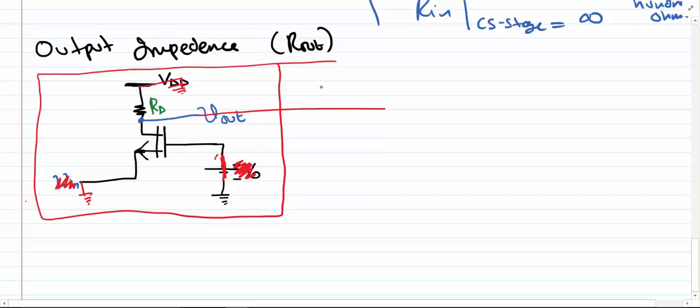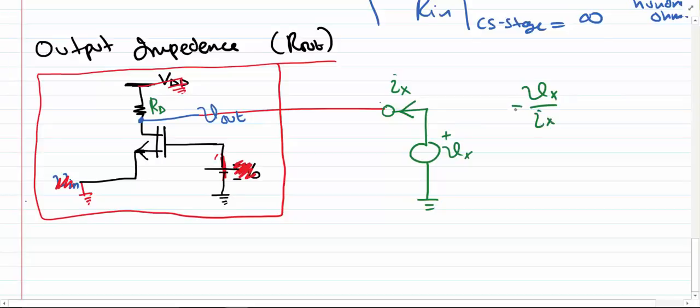And then we apply an external voltage source Vx at the output side, because we are interested in finding the output impedance, and we measure the current Ix that is going to flow due to the application of Vx, and the ratio of Vx over Ix is going to be the output impedance.